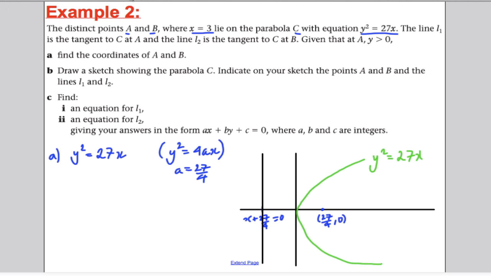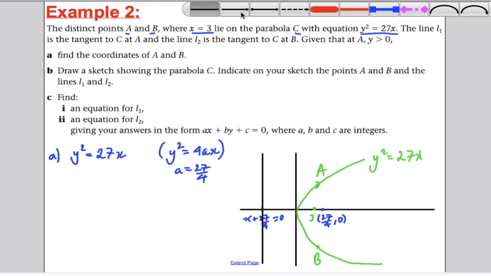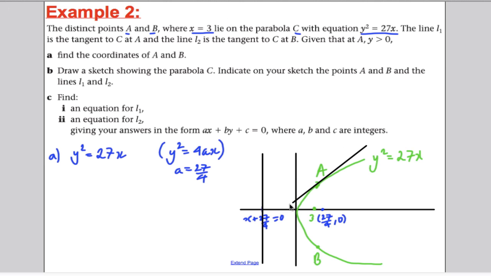It says that when x is 3, A and B lie on the parabola. So x is 3 would be somewhere about here. Let's call that one A, and this one here must be B. The line L1 is a tangent to C at A, so L1 is a tangent like that, and L2 is a tangent at B, like so.